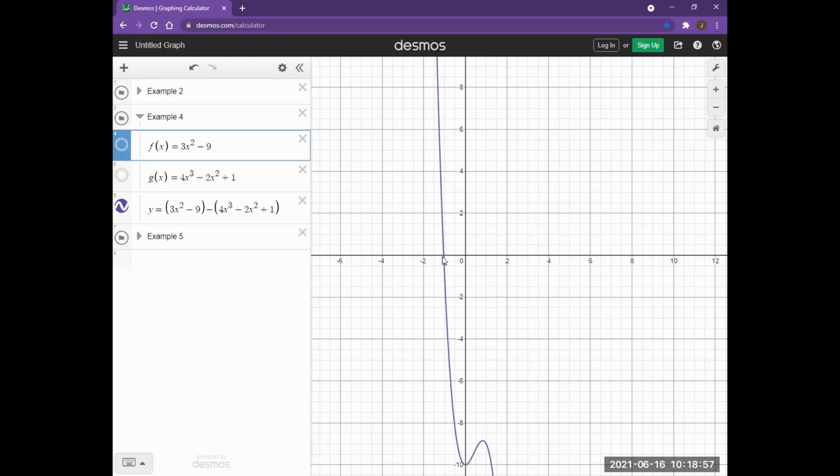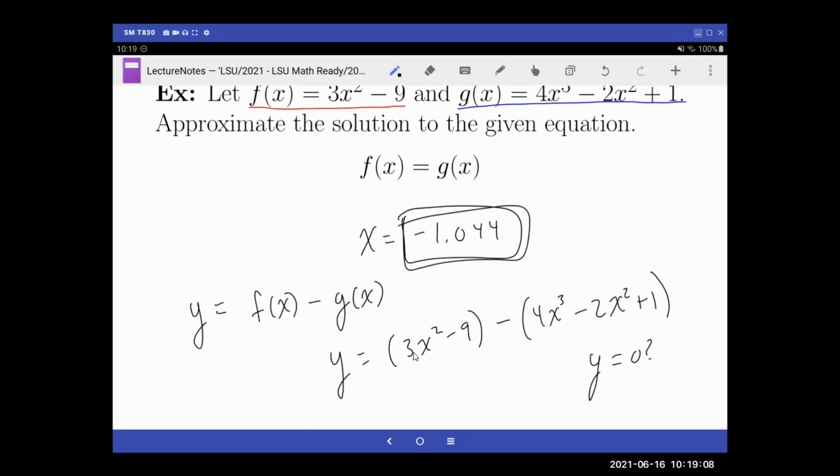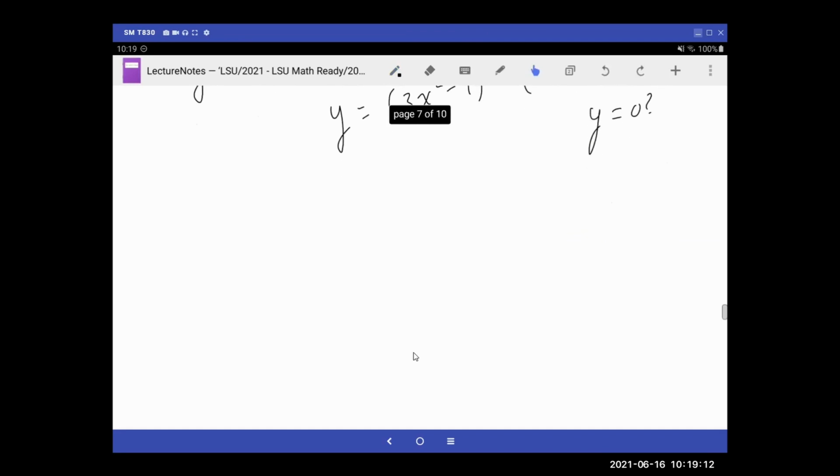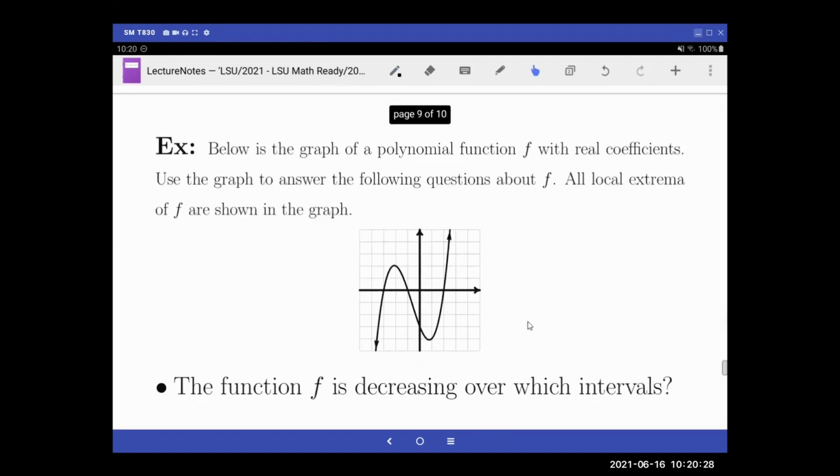Okay, so here's the graph, and notice, where does this graph equal 0? At negative 1.044. Which again, that is our solution that we found earlier. So 2 ways to look at it. Subtracting them can be very useful. Okay, so graphing is a good tool for estimating this stuff.